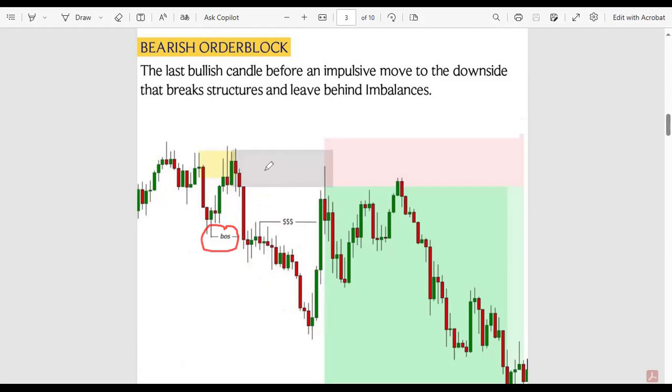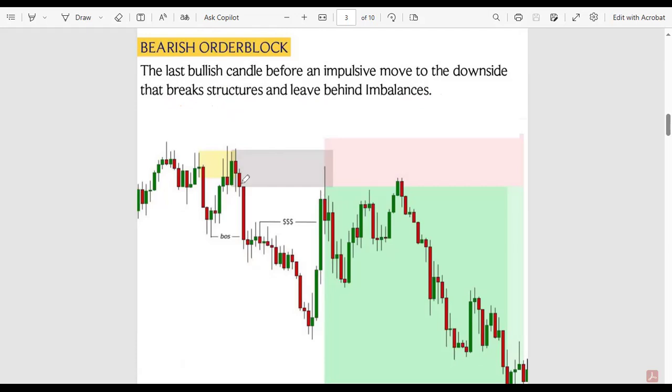This example is an example of a bearish order block, because a bearish order block is the last bullish candle before an impulsive move to the downside that breaks structure and leaves behind imbalance. Remember this, very important. Break of structure, or it can be market structure shift, or what we call change of character. So it can be one of those two. It has to leave behind imbalances. That's how nice it is.